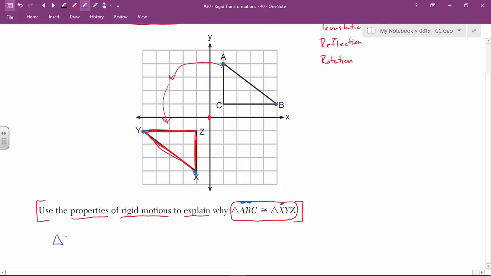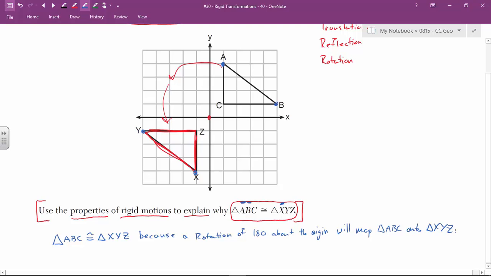You can say triangle ABC is congruent to triangle XYZ because a rotation of 180 degrees about the origin, direction doesn't matter, I can go clockwise or counterclockwise, will map triangle ABC onto triangle XYZ.